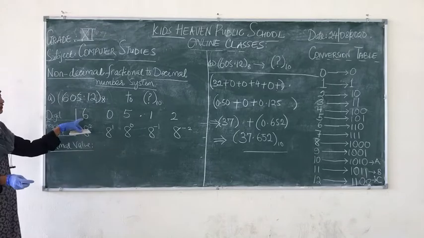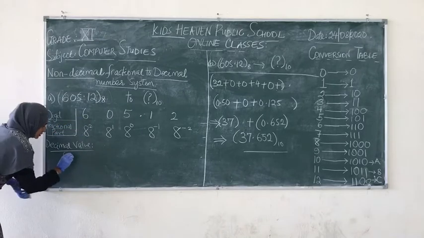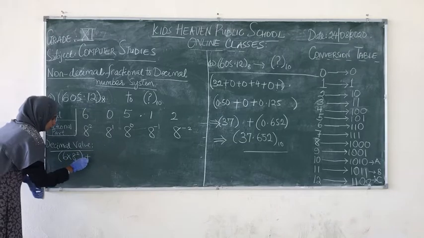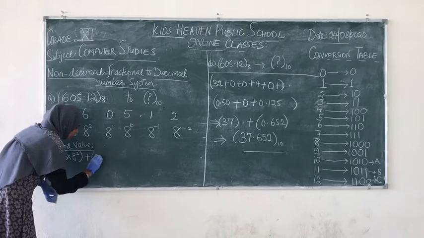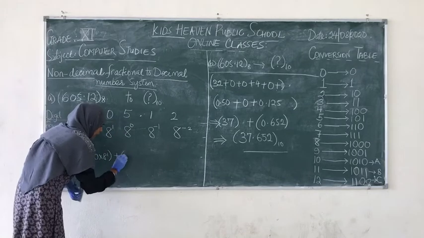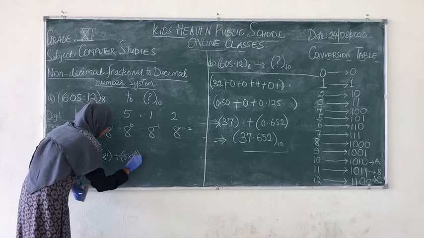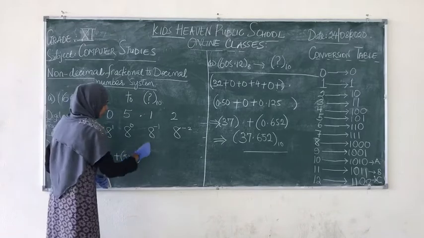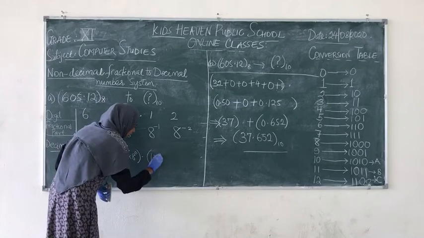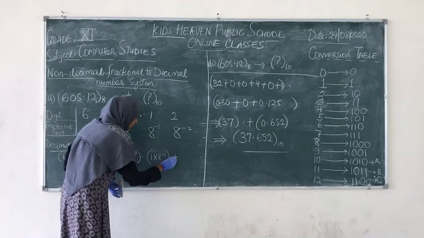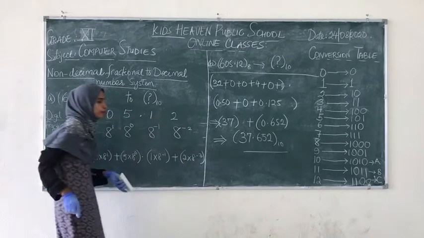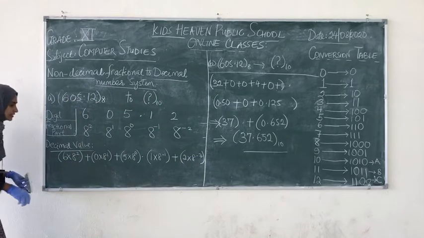Okay? Now let's deduce the decimal value. Let's begin. The first one, 6 multiplied by 8 to power 2 plus 0 multiplied by 8 to power 1 plus 5 multiplied by 8 to the power of 0. We have our point here. And then the next one, 1 multiplied by 8 to power -1 plus 2 multiplied by 8 to power -2. Let's open up the brackets and see.